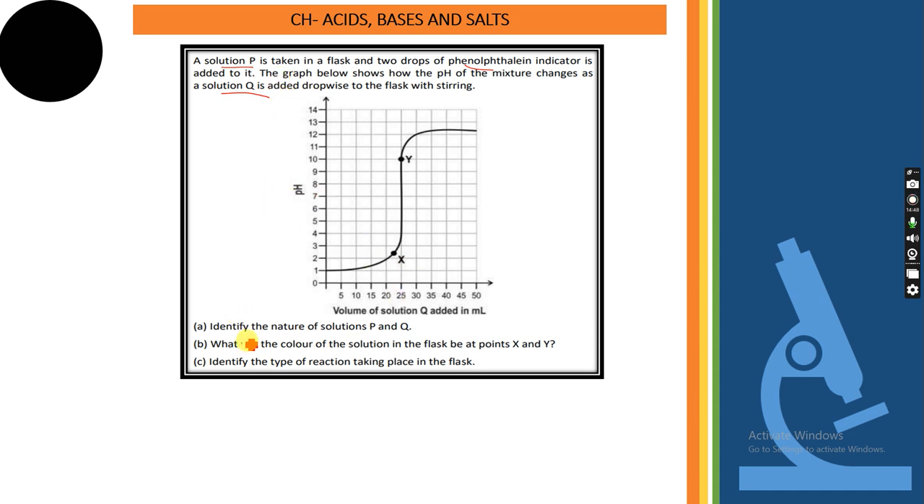So the question asks: identify the nature of solutions P and Q. What will P be, what will Q be, and what will be the color of the solution in the flask at points X and Y, that is, it is asking the color of phenolphthalein. Identify the type of reaction taking place in the flask.